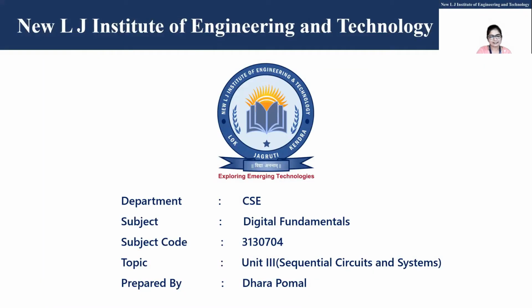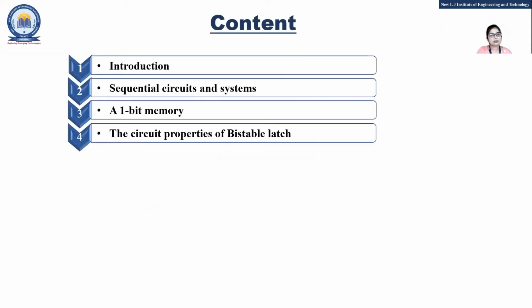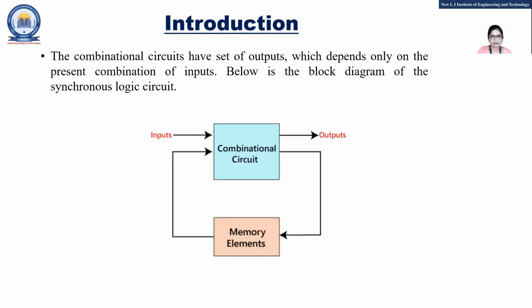Hello friends, we will discuss sequential circuits and systems of the subject digital fundamentals. I will cover this unit. So today I will cover these points: sequential circuits and systems, a 1-bit memory, and the circuit properties of bistable latch. In digital systems, there are two types of circuits, combinational circuit and sequential circuit.